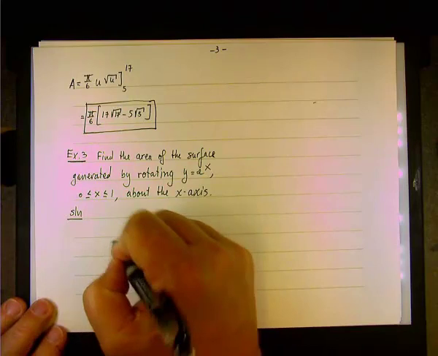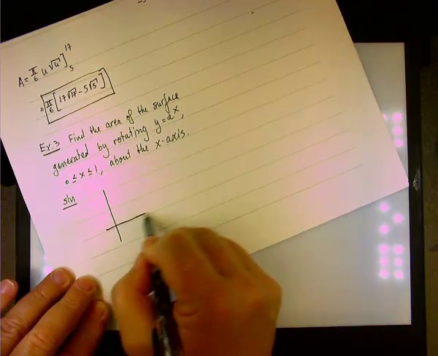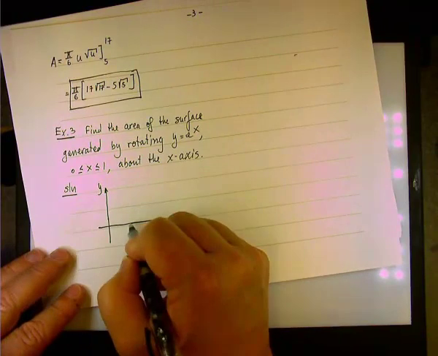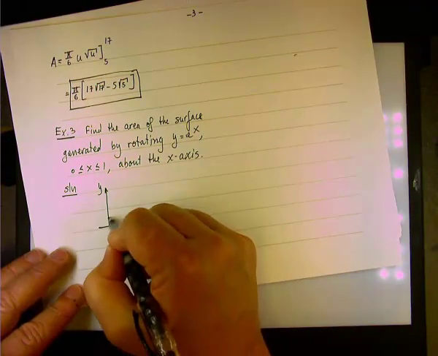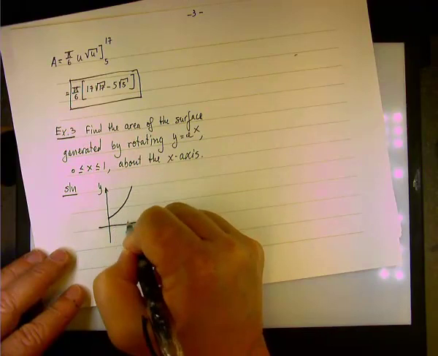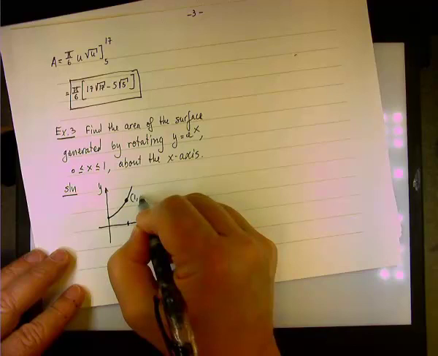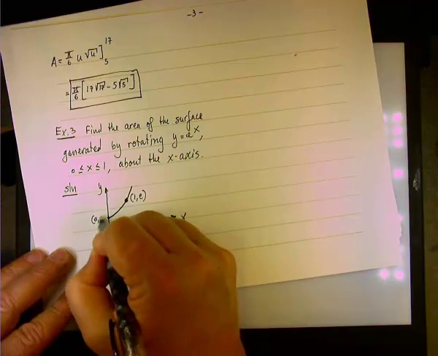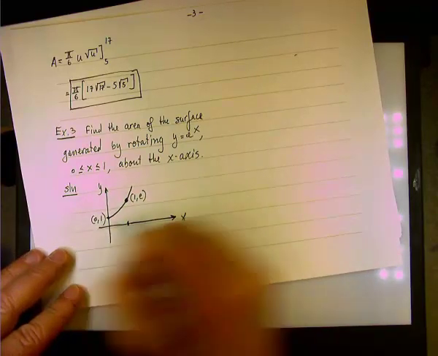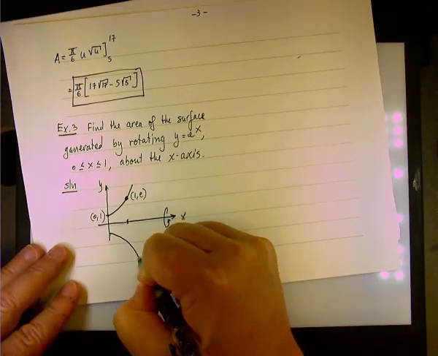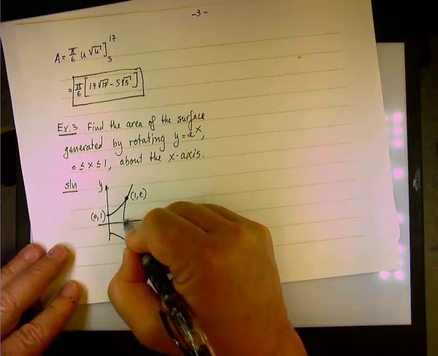So, sketch. y equals e to the x. We are well familiar with this function. When x equals 0, y equals 1. When x equals 1, y equals e to the 1, or 2.718, something like this. So this is the point (1, e), and this is the point (0, 1). Okay, and we rotate it about the x-axis, so this is the other side after the rotation.